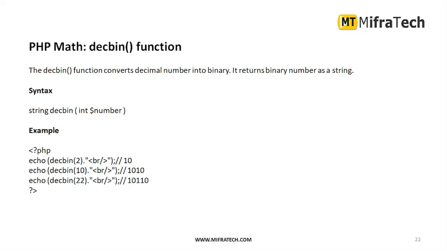PHP math decbin function converts a decimal number into a binary, and it returns the binary number as a string. Decbin 2 gives 10, and decbin 10 gives 1010. As you know, binary digits are 0, 2, 4, 8. If any decimal number is given, it will return it in a binary format.